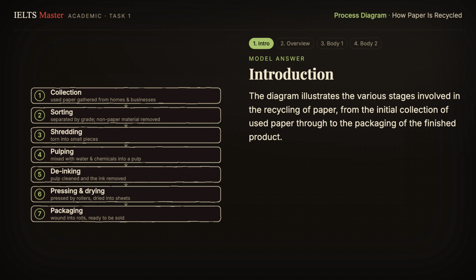The diagram illustrates the various stages involved in the recycling of paper, from the initial collection of used paper through to the packaging of the finished product. Notice how paper is recycled became the various stages involved in the recycling of paper. Our own words straight away.